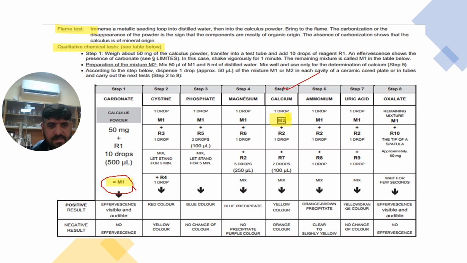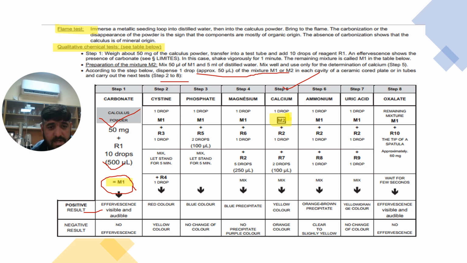According to the steps below, dispense 1 drop, that is 50 microliter, of the mixture M1 or M2 in each cavity of a ceramic plate or in tubes, and carry out the next steps 2 to 8. In the first step, we add 50 milligram of the calculus powder to the R1, and this is known as the M1 mixture. If the effervescence is visible and audible, the test is positive for carbonate. If it is negative, then this is negative for the carbonate.